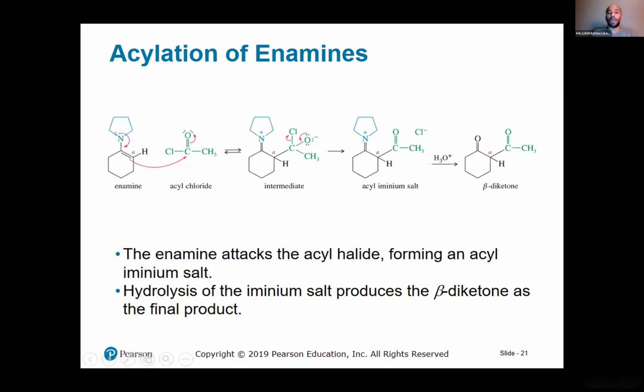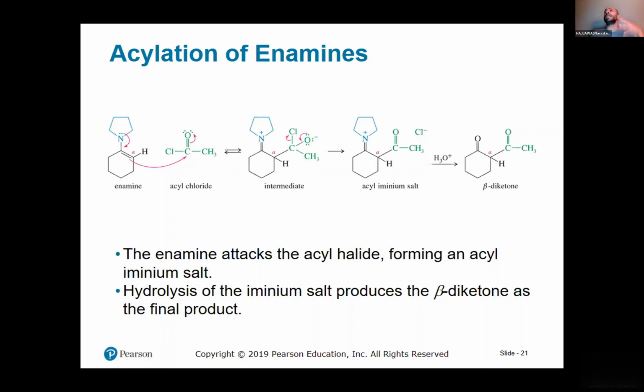So this nitrogen lone pair will still be delocalizing to form a C double bond N. That's the imine, and then this double bond is going to be carried over to that alpha carbon to attack the carbonyl carbon, and that gives you the tetrahedral intermediate. The O minus will come back and restore the carbonyl, and that kicks off the Cl. So you end up making an alpha acyl substitution, so that upon hydrolysis will give you the ketone structure, or the beta diketone structure in this case.